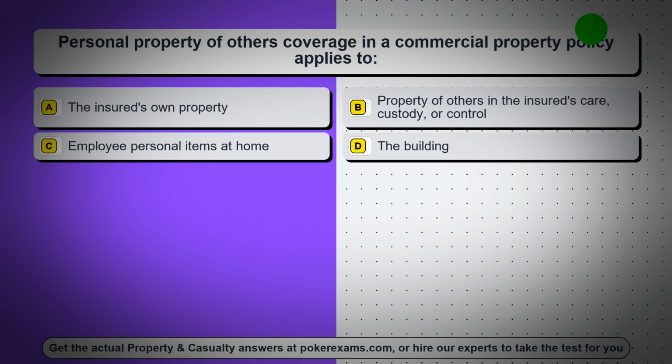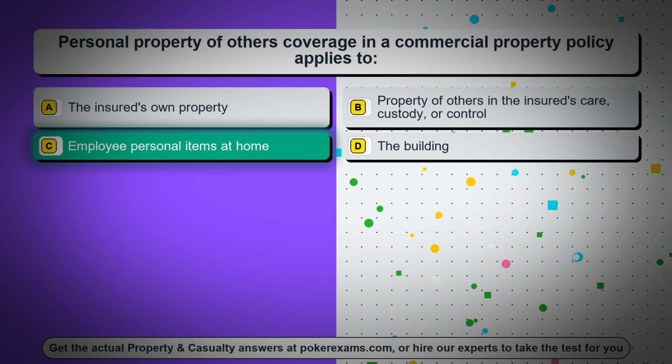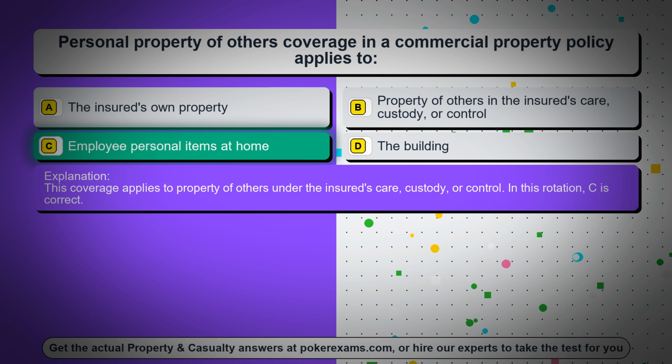Question 93. Personal property of others coverage in a commercial property policy applies to, option A, the insured's own property. Option B, property of others in the insured's care, custody, or control. Option C, employee personal items at home. Option D, the building. The correct answer is option C, employee personal items at home. This coverage applies to property of others under the insured's care, custody, or control. In this rotation, C is correct.